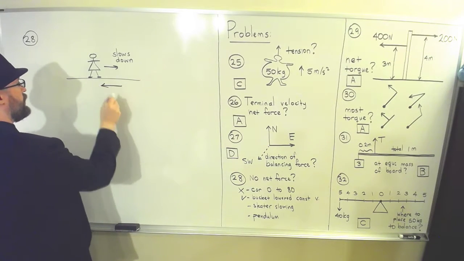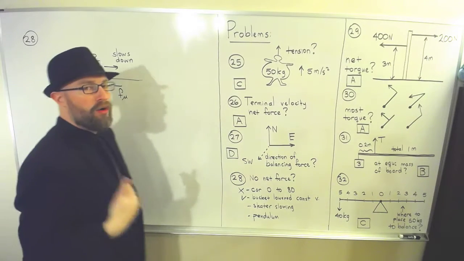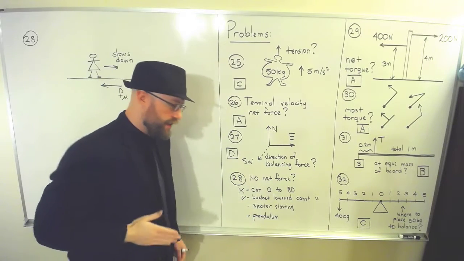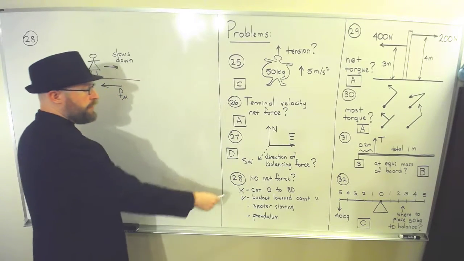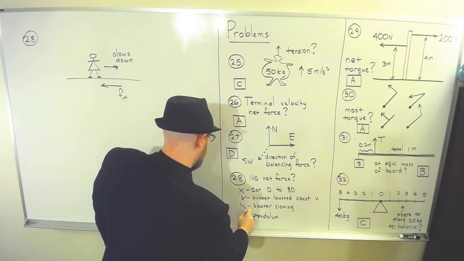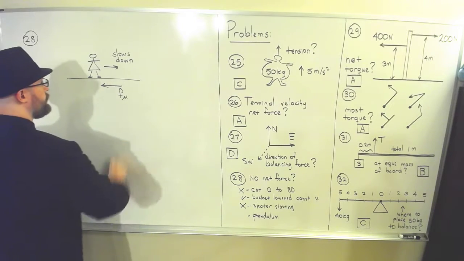And so this whole time that she's gliding along, there is a force due to friction pushing back, or else she wouldn't stop. If there was no friction, then she wouldn't stop. She'd just keep on gliding at the same rate. So there is a net force. That's that force due to friction. And so this is not an example of no net force.